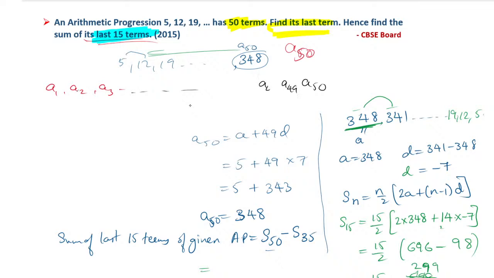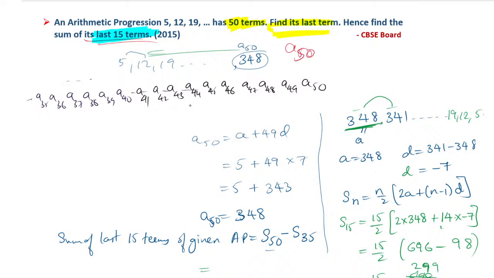Then it will come A48, A47, A46, A45, A44, and so on it will continue. If you want, I will write it down. Then A43, A42, A41. So I will rub this. Again it will continue: A40, A39, A38, A37, A36, A35, and it will go till A1, A2 and A3 and so on. It will continue like this.